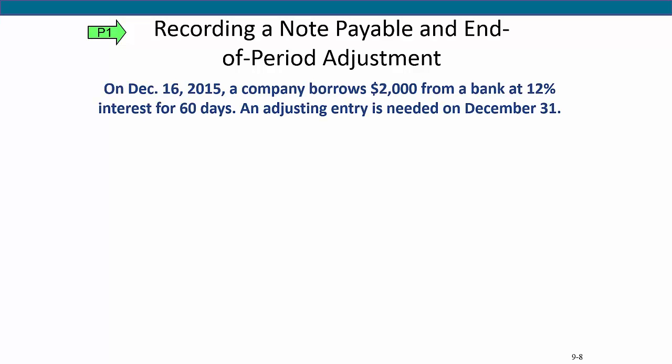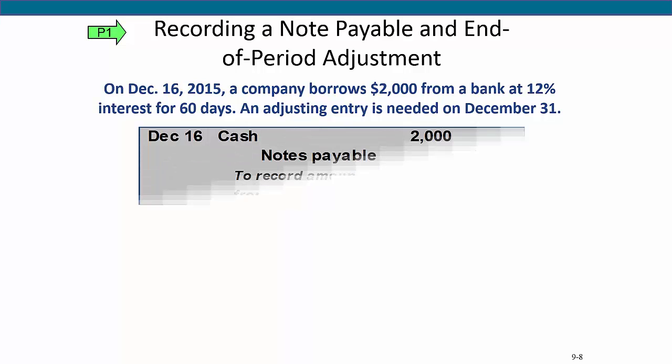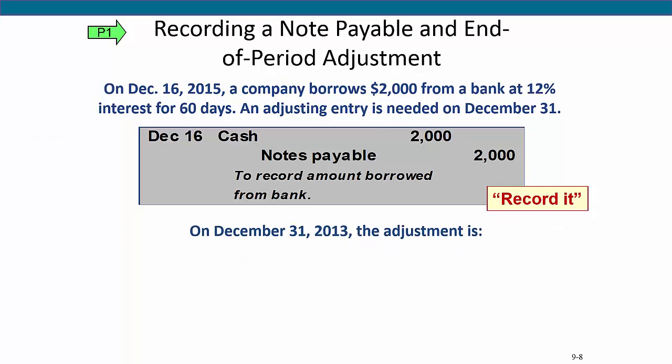Here are the facts. On December 16, our company borrows $2,000 and agrees to repay that amount plus 12% annual rate in 60 days. First, let's prepare the journal entry to record the issuance of the note. On December 16, we will debit the cash account for $2,000 and credit the current liability account, notes payable, for the same amount. Now, because December 31st is the end of our accounting period, we need to prepare an adjusting entry to correct our books.